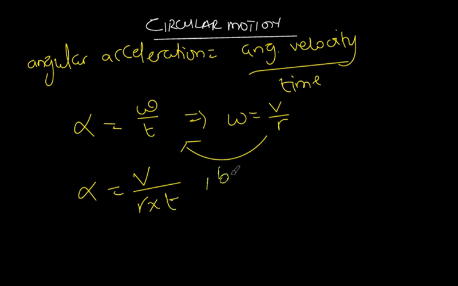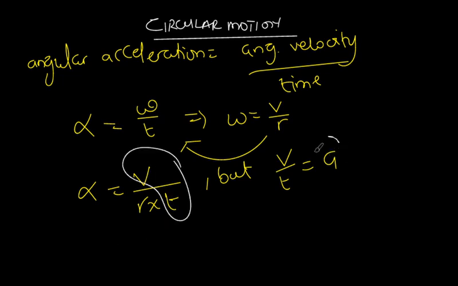But then we know from linear motion that velocity divided by time is equal to what? Acceleration. That's normal acceleration. So this part of the equation, velocity over time, is now equal to acceleration. So it means we have our angular acceleration equal to the normal acceleration divided by the radius.